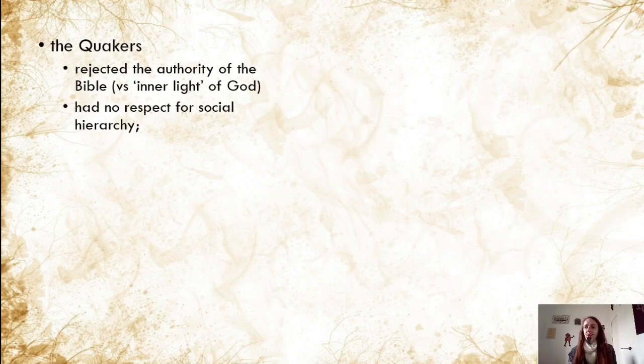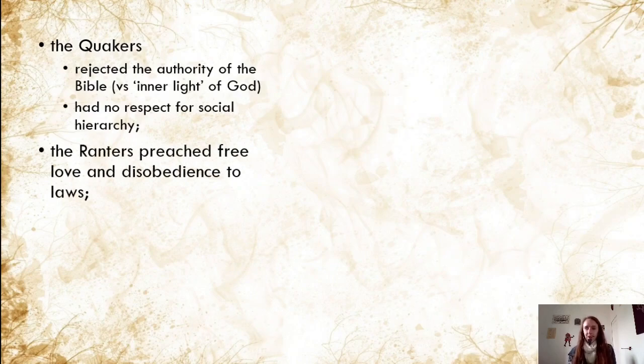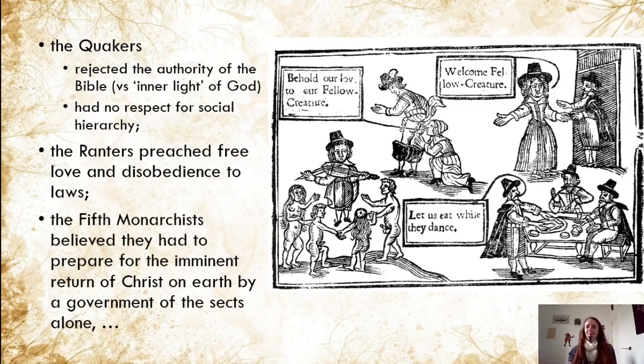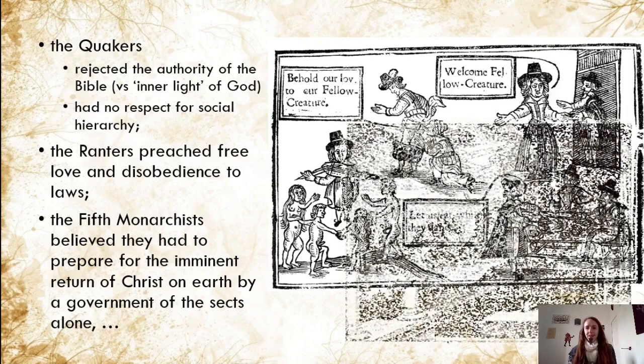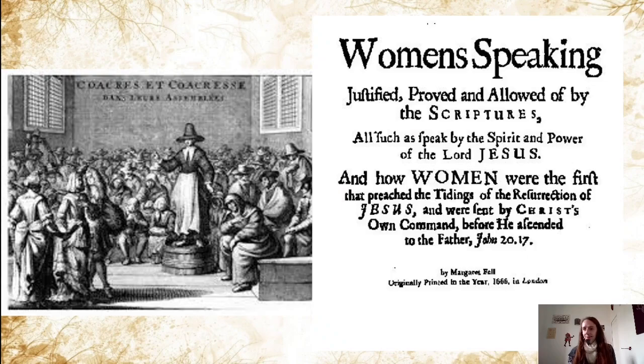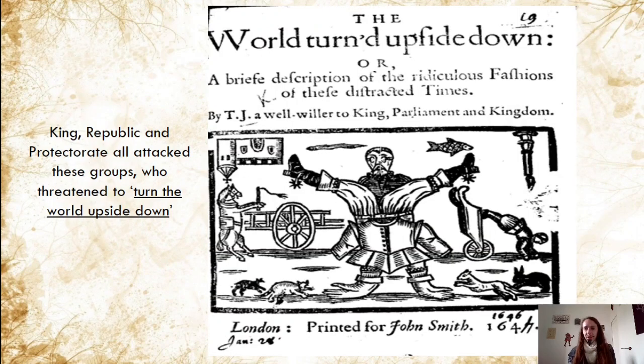The Quakers, for instance, were a group of people who rejected the authority of the Bible and had no respect for social hierarchy. You also had a group called the Ranters that preached free love and disobedience to the laws. And the Fifth Monarchists believed that they had to prepare for the imminent return of Christ on earth by a government of the sect alone. Women often took a new, more prominent role in those movements. For example, Quaker women were allowed to preach, were allowed to speak.